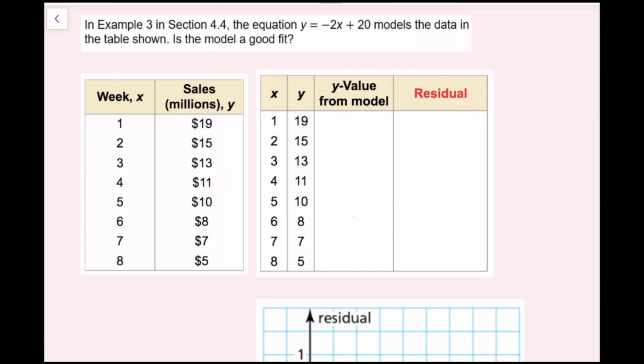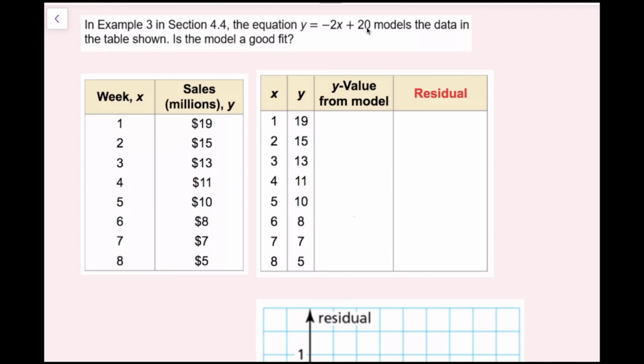In example 3 in section 4.4, which is the last video lesson that you watched, the equation y equals negative 2x plus 20 models the data in the table shown. Is the model a good fit? Here we have the table from the last section, which is the weeks and then the sales of the DVDs. We have the same exact table right here, but now we want to fill in this category, which is the y value from our model.